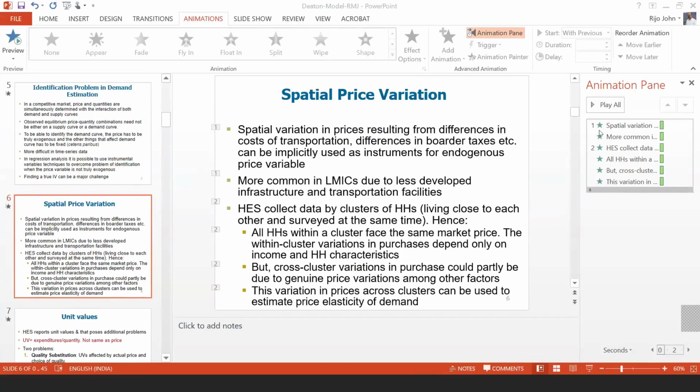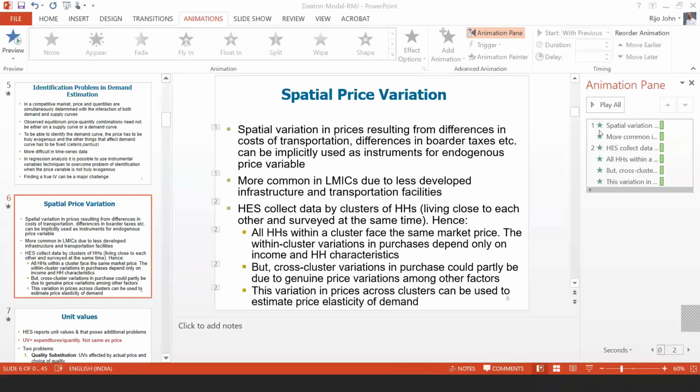So Deaton's model is actually making use of this spatial variation that is prevalent, especially in lower and middle income countries, as an instrumental variable in effect, to address the endogeneity issue of prices. So it is actually more common in lower and middle income countries because of the less developed infrastructure and transportation facilities, whereas in higher income countries where infrastructure is by and large equally developed, and the tax system is very similar across locations, the applicability of this model may be limited.